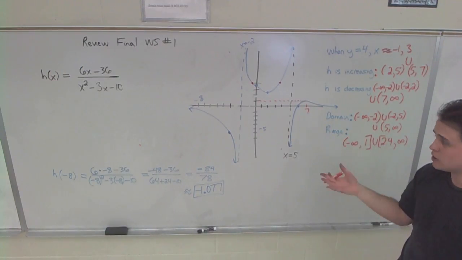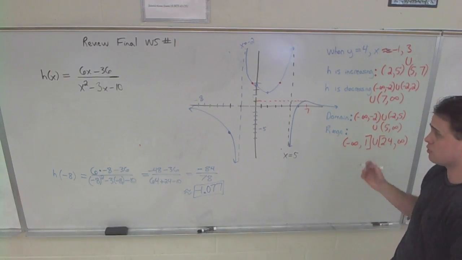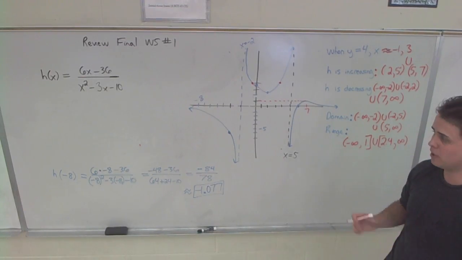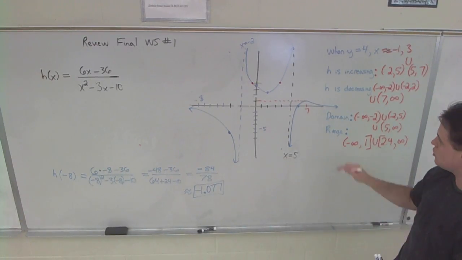Domain is just look at the picture. Where are the x values? Where is it in x values? It might not have everything. It might skip some values. It might just be one chunk from 5 to 12 or from 5 to infinity. It's all about the x values.